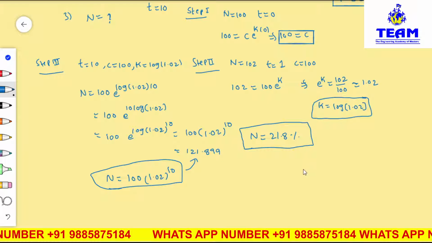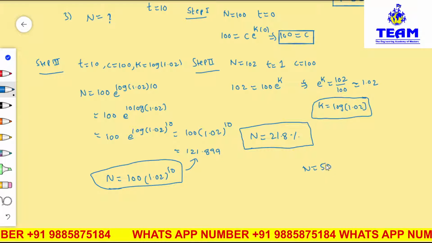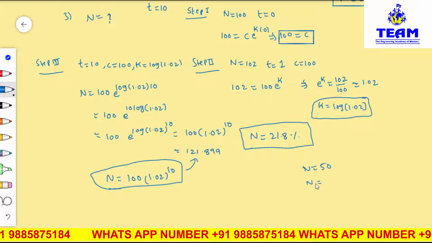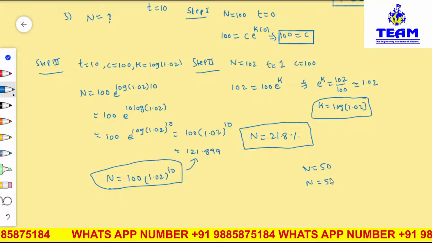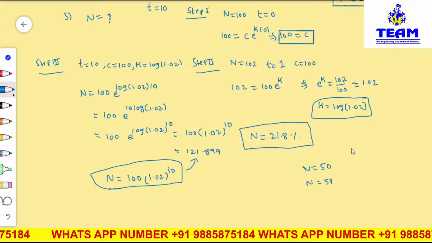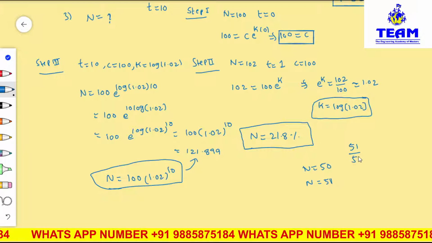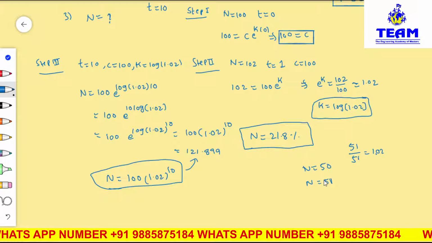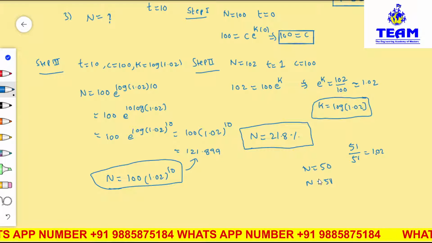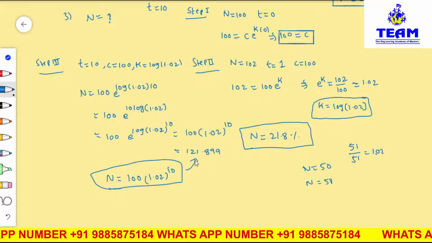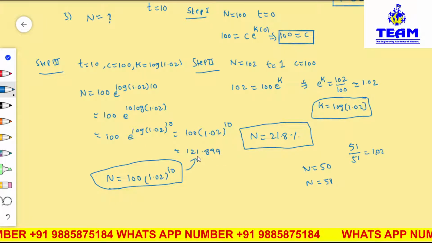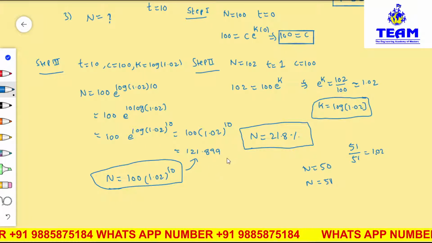Even if you take N as t, next after 1 year it is increased to 2%, it will be 51. So in this case 51 by 50 is also 1.02. Even if you take 10, even if you take 1000 also, you will get the same answer. So how much increased percentage here? 21.8. And after 10 years what will be the N actually? 121.899.